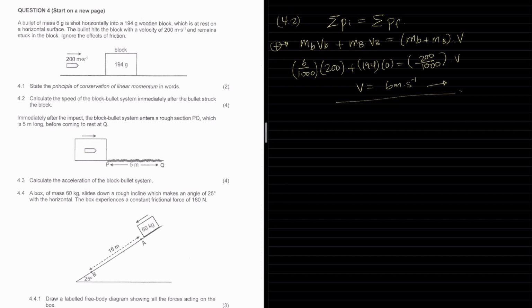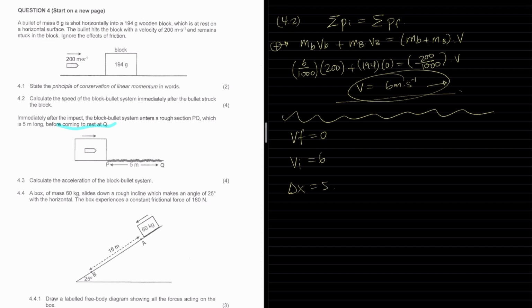Okay, immediately after the impact, the bullet-block system enters a rough section PQ, which is 5 meters long, before coming to rest. So it's important, it comes to rest. Calculate the acceleration of the bullet-block system. So we know that it comes to rest, so Vf is going to equal 0. This 6 actually then is the Vi, and it's traveling 5 meters, so delta x is 5. So we can use the equation Vf squared equals Vi squared plus 2a delta x to solve. So Vf is 0, Vi is 6, so 6 squared plus 2 times a, and then delta x is 5.